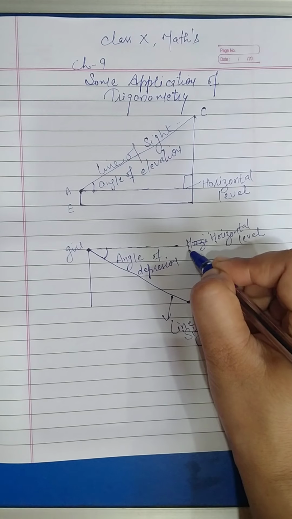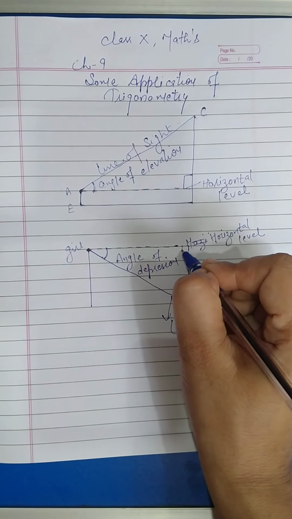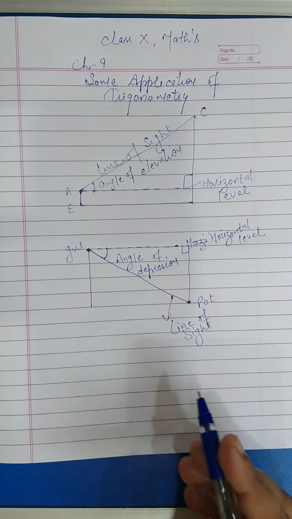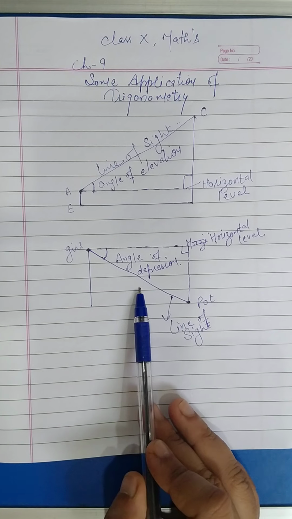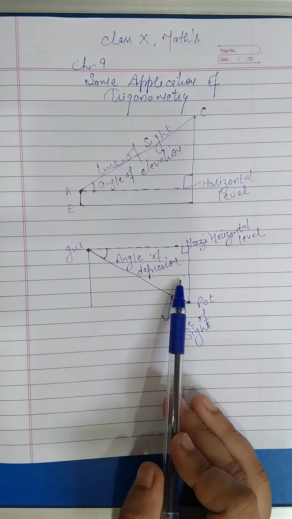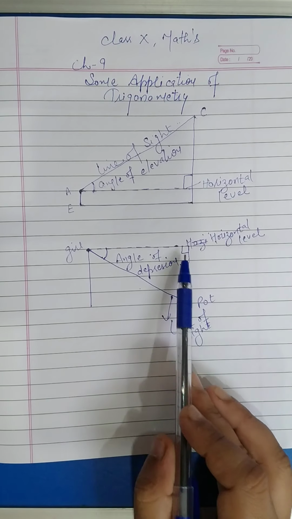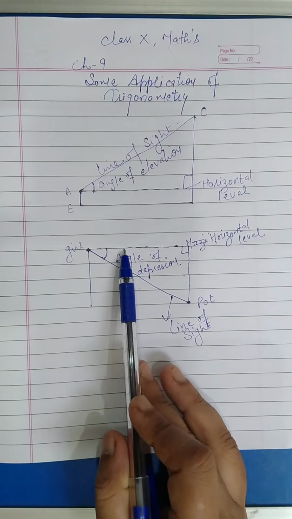Now here when we join these two, one angle is formed here, that is 90 degrees. So we can find the value of any of the sides with the help of one angle and one side. If we know any one side of this triangle, with this angle we can find the other sides.